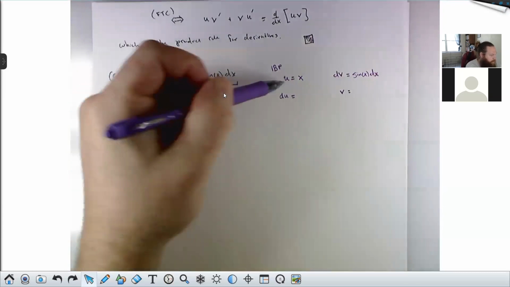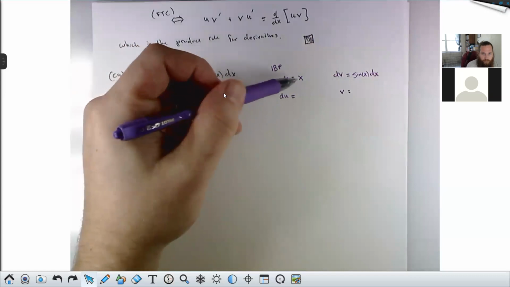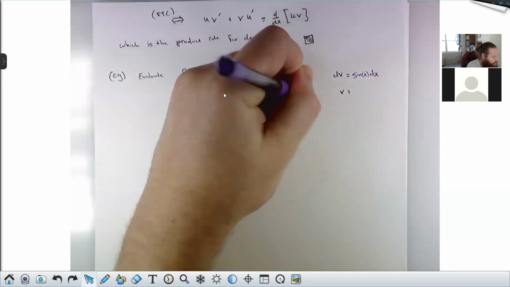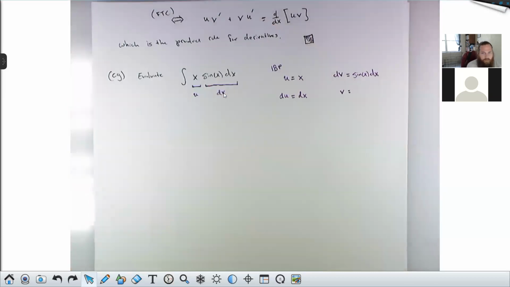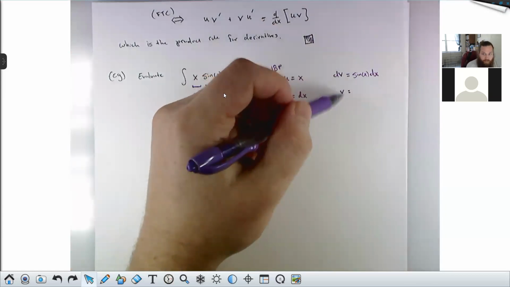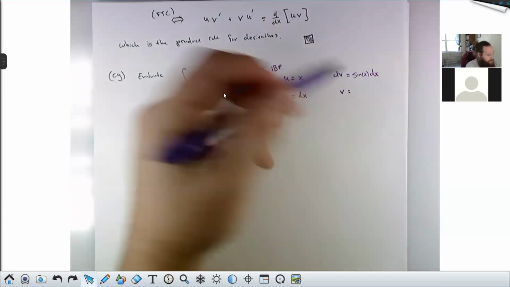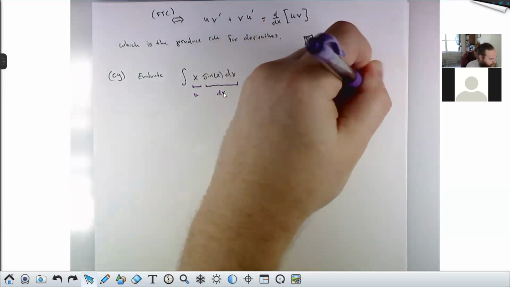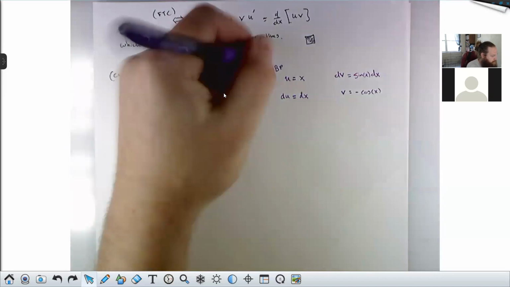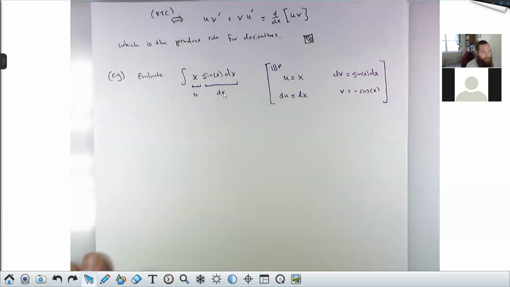To go from u to du, you take a differential, right? You differentiate. So the derivative of x is 1, so the differential is 1 dx, or just dx. To go from dv to v, you need to take an antiderivative. You need to integrate, right? I integrate on both sides. So the integral of sine x dx is negative cos x. And we don't write the plus c, right? When you're filling out your little IBP table, you don't write the plus c.